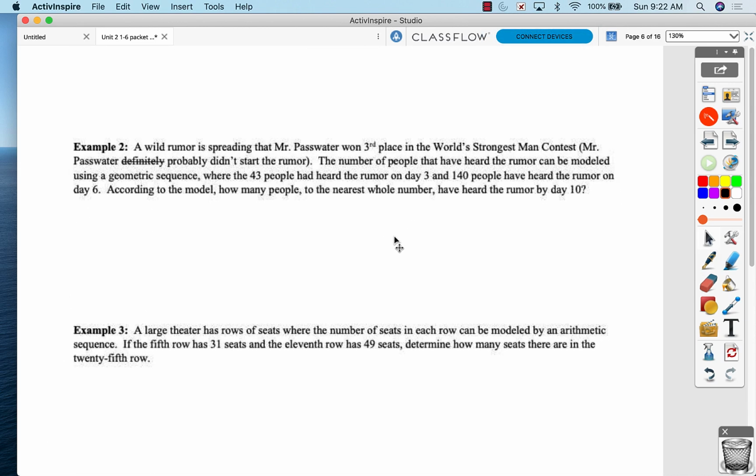Okay, so these are the word problems, and you have to know these two formulas. This A of n is for the arithmetic, and this is basically just the point slope rearranged. So if it's arithmetic, we're using A's. If it's geometric, we're using G's.